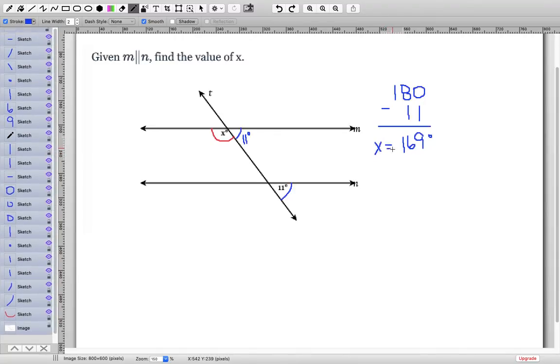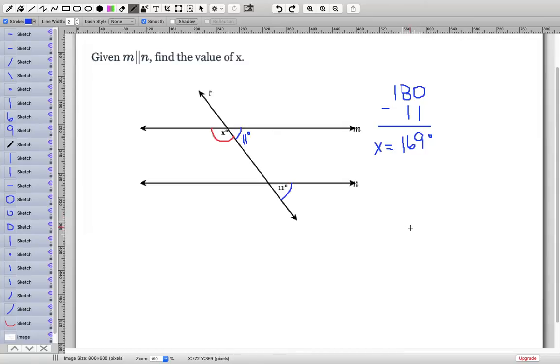Okay, so it's really that simple. You'll either be setting things equal to each other. So for example, if I was looking for this angle right here, I would have automatically known that it was 11 degrees because they're corresponding angles. All right, or I will be subtracting it from 180. Those are really your only two options with this.